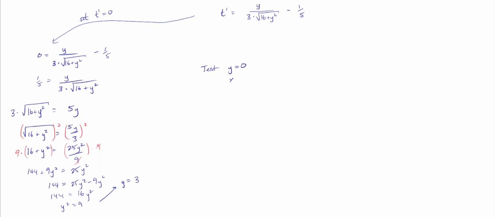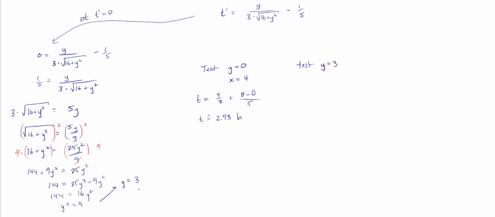If y is equal to 0, then x is equal to 4. And the time taken would be 4 over 3 plus 8, and y is 0, so 8 minus 0, all over 5. So time would be approximately equal to 2.93 hours. The other thing that I could do is test y is equal to 3.